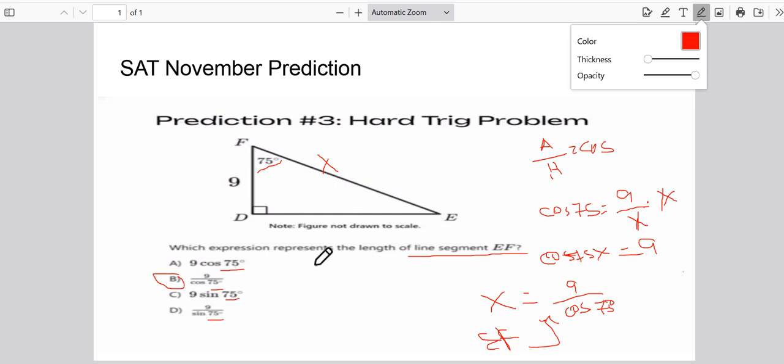And that's how you solve one of the hardest trigonometric questions predicted for the upcoming SAT.